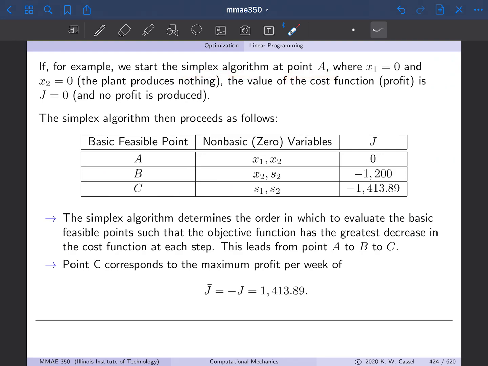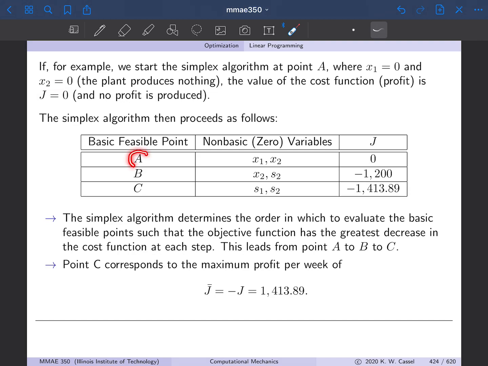Again, I'm not going to get into the details of how the Simplex algorithm does that. We're just going to simply start with point A. Point A would be we're not making anything, so x1 is 0 and x2 is 0. Obviously, we can do better than that. So this A is not going to be the optimal point, but we'll start there just to get things rolling.